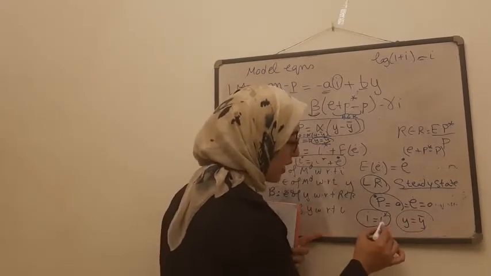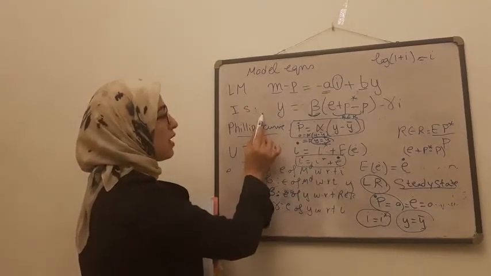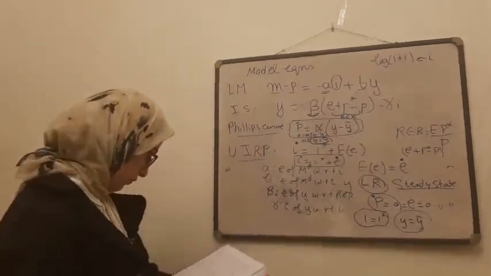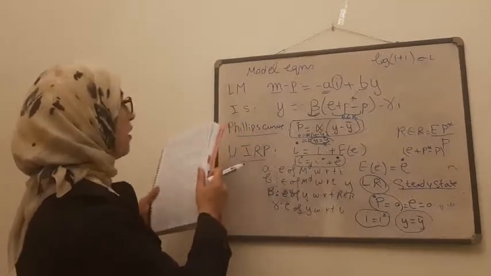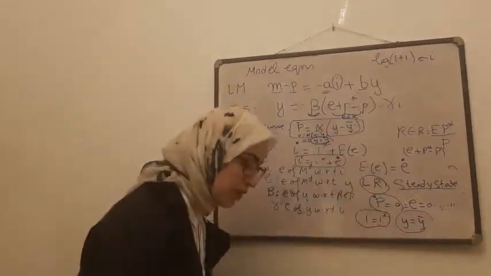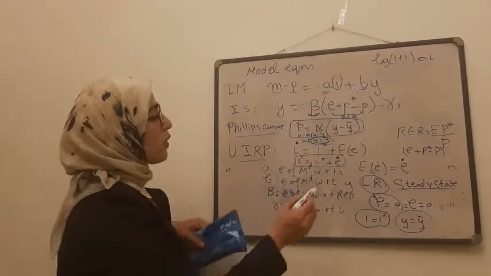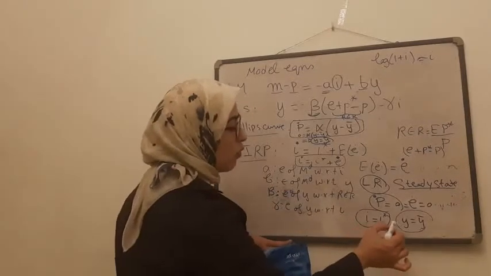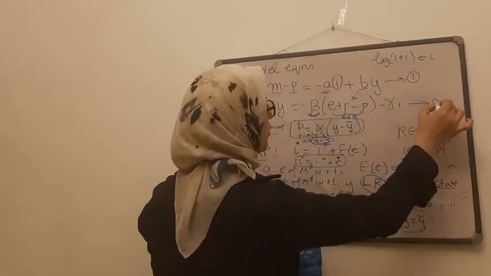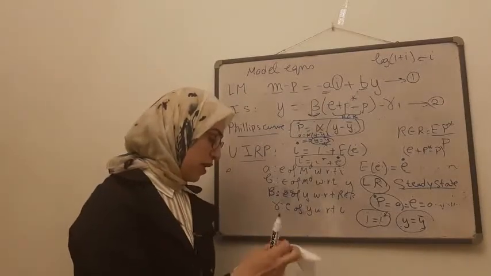Next, I will use these values, I star and Y bar, and substitute them in the LM and in the IS to find the values of the other variables in the long run. So in the LM equation, I will substitute in Y bar. Let me erase and write it down again. All we're going to do now is substitute I equals I star and Y equals Y bar in the LM equation, call it equation 1, and in the IS equation. I will keep these two equations and erase the remainder so that we write them clearly.